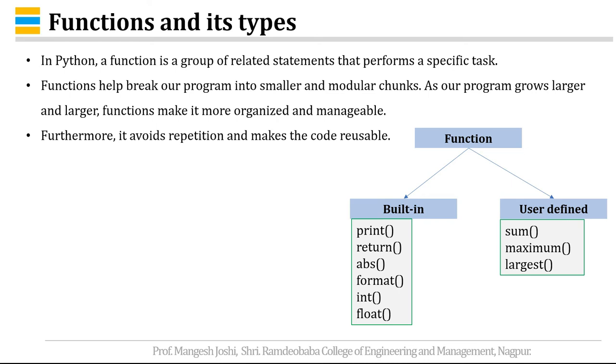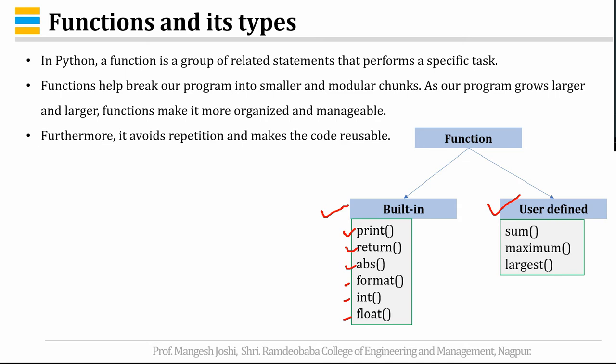Now, there are basically two types of functions. The first is built-in functions, which are already available. The second type is user-defined functions, which are defined as per the need of the user or programmer. We have already seen various built-in functions: the print function, the return function, the absolute function, that is abs, the format function, the int function and the float function.